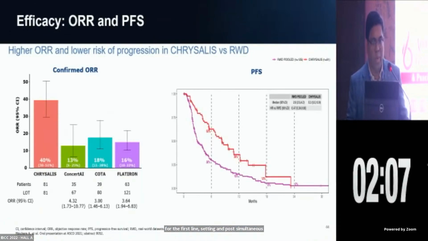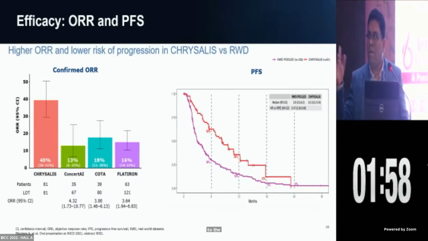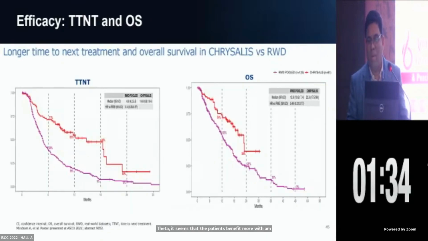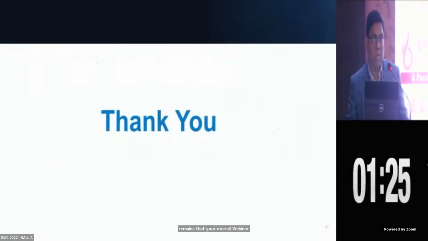And I think there are only 2 minutes left to show you the data of CRSF. This was a real world analysis: patients with exon 20 in other prospective databases were taken and matched against patients of CRSF. So this is not a randomized comparison. This is a retrospective matched kind of comparison, so it has its own bias. What it shows, as I was telling, is that if you see this matched data, patients seem to benefit more with Amivantamab, both in terms of response rate, PFS, and overall survival also. And again, the conclusion remains that your overall survival and PFS improve if you use Amivantamab.